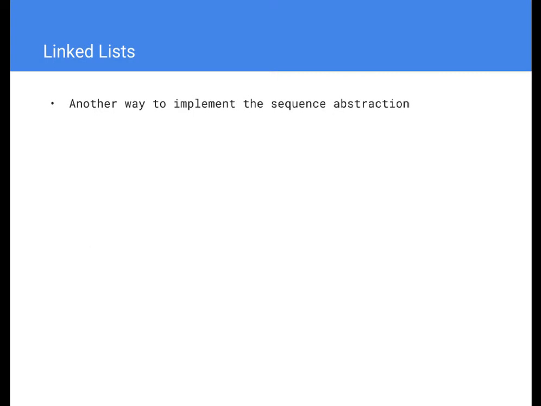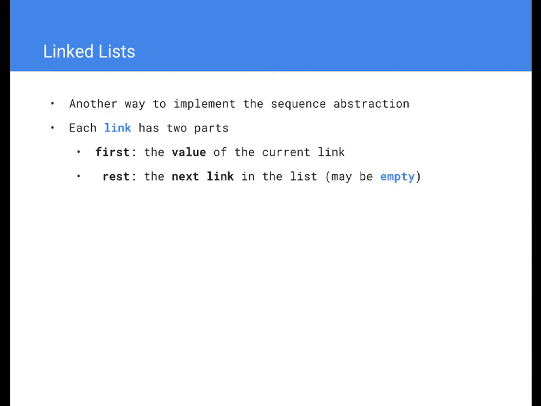We have a structure called a link. And a link has 2 parts. The first of which is called first, which is the value for that current link. And the second part of it is the rest, which is the next link in the list, which could also be empty. And linked lists are recursively defined. So I'm going to show you a quick example of how that works.